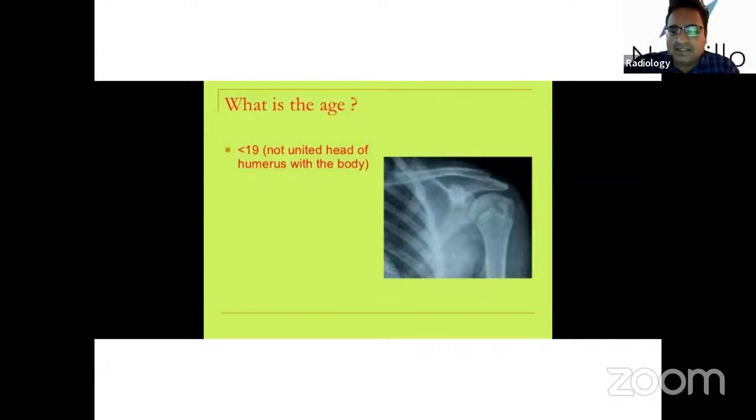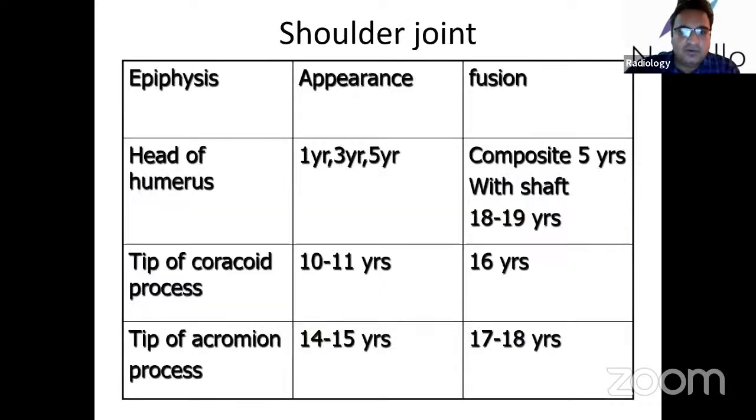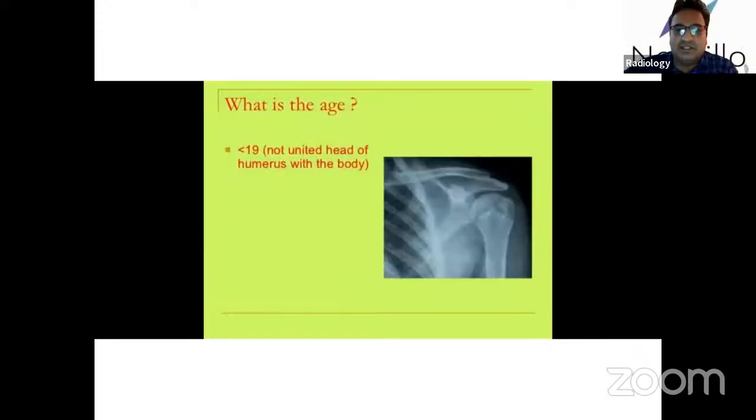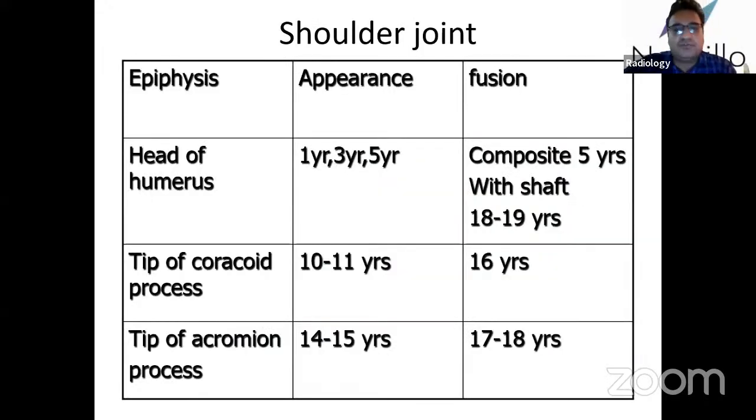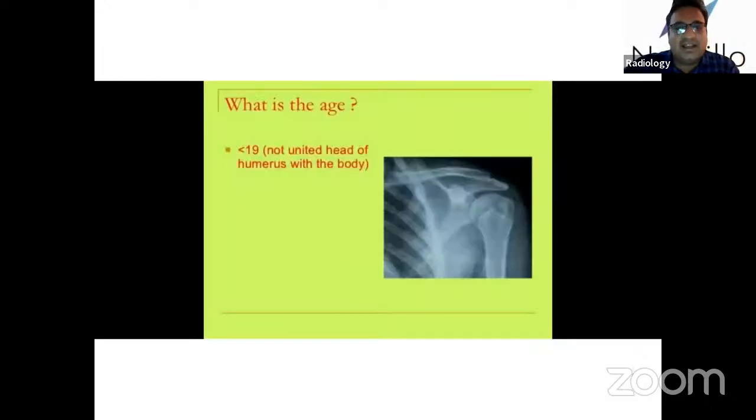Okay. Three parts are there which appeared at 1, 3, and 5 years. But the head is not fused. So the age will be less than 19 years. Now correlate with this one, head of humerus. When will fusion occur? 18 to 19 years. And you get an X-ray like this.